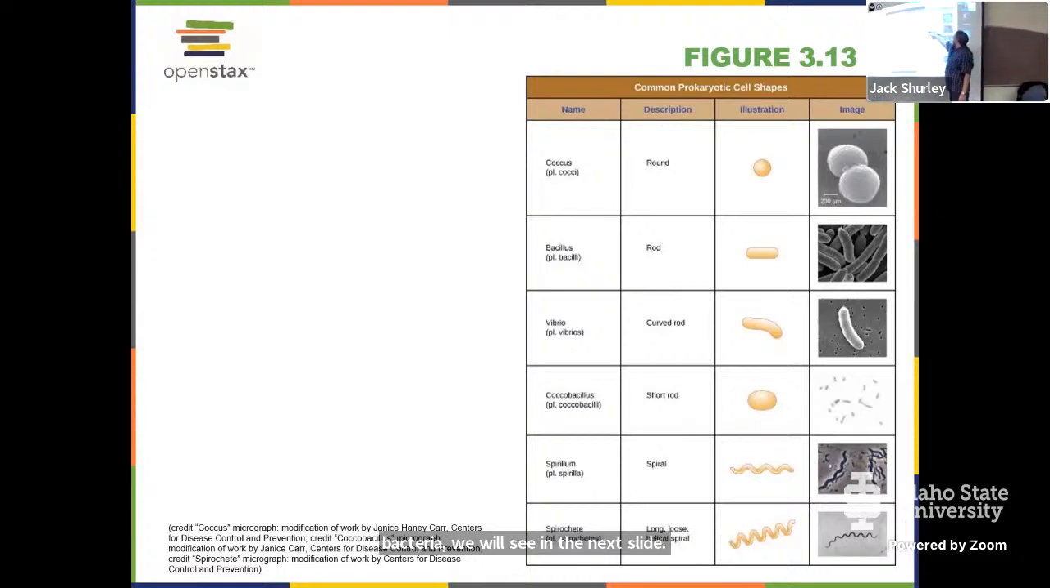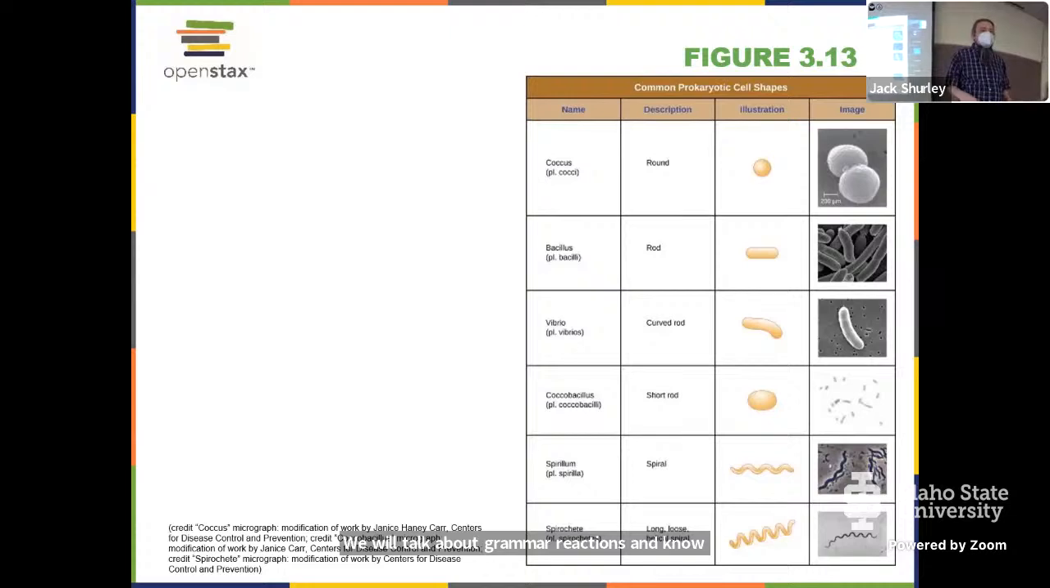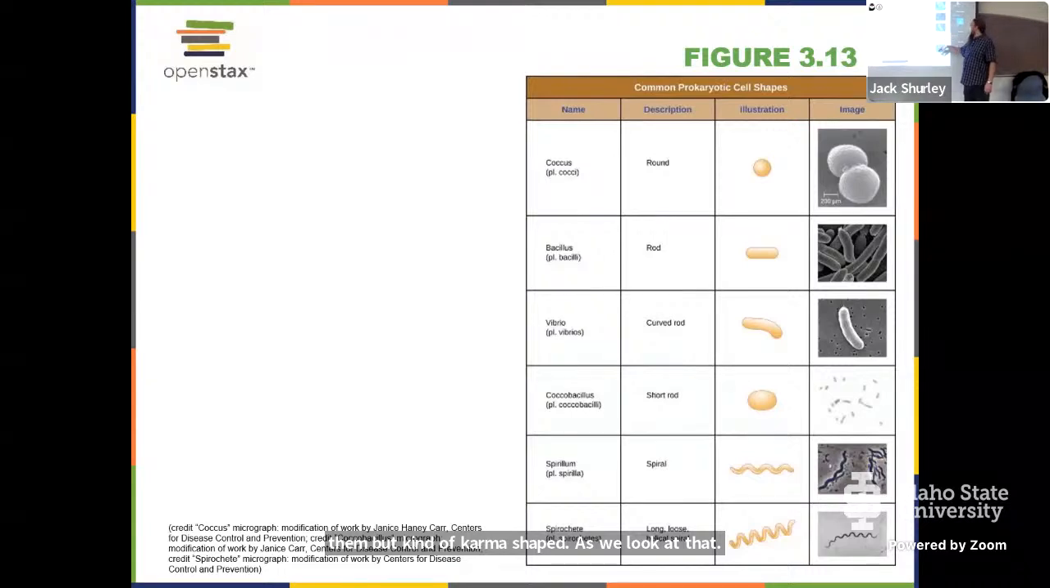So coccus, or cocci if we're talking a handful of them, are spherical in shape. We will talk about Gram reactions and all of that here in a second. We can see variations with all of these. The bacillus are rod-shaped, and then we move into some differences. The vibrio are curved, kind of comma-shaped as we look at them. And we'll go through more details of some of the pathogens a little bit later on. Coccobacillus is kind of a mixture of the two, an oval sort of shape.